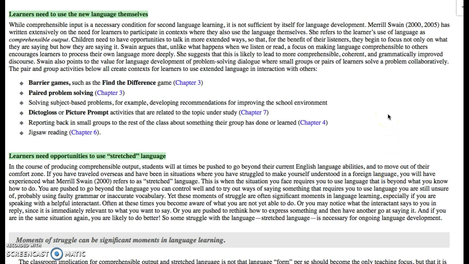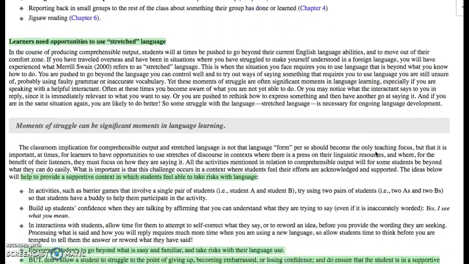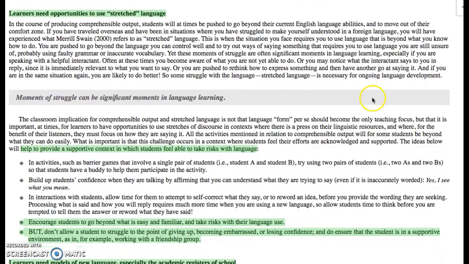In this part of the chapter, there are various different activities and games that are offered, such as barrier games, find the difference, etc., that, as you can see here, we'll be covering more in the next chapter and future chapters. And also, learners need opportunities to use stretched language.